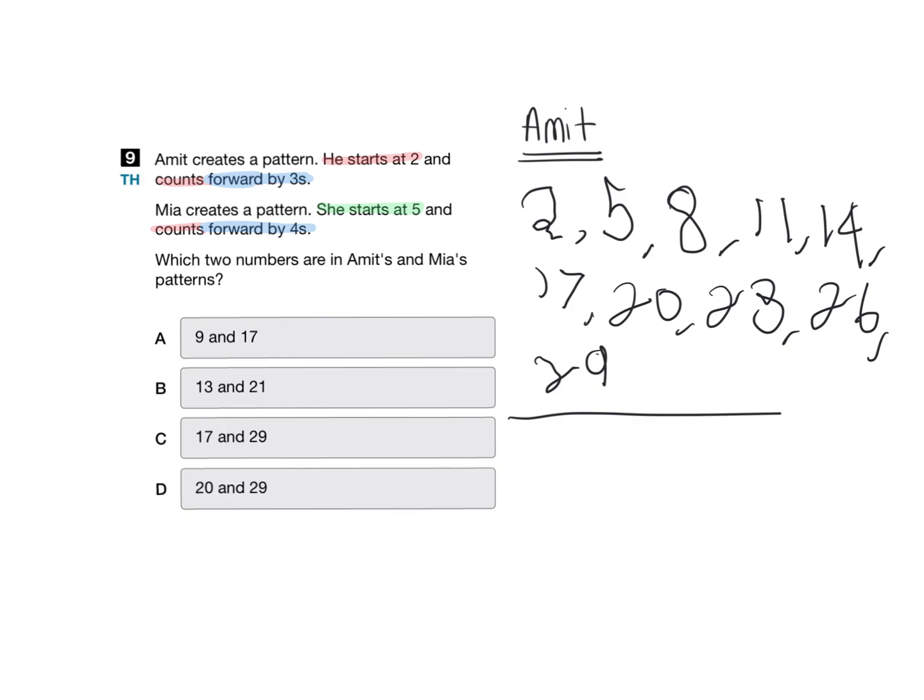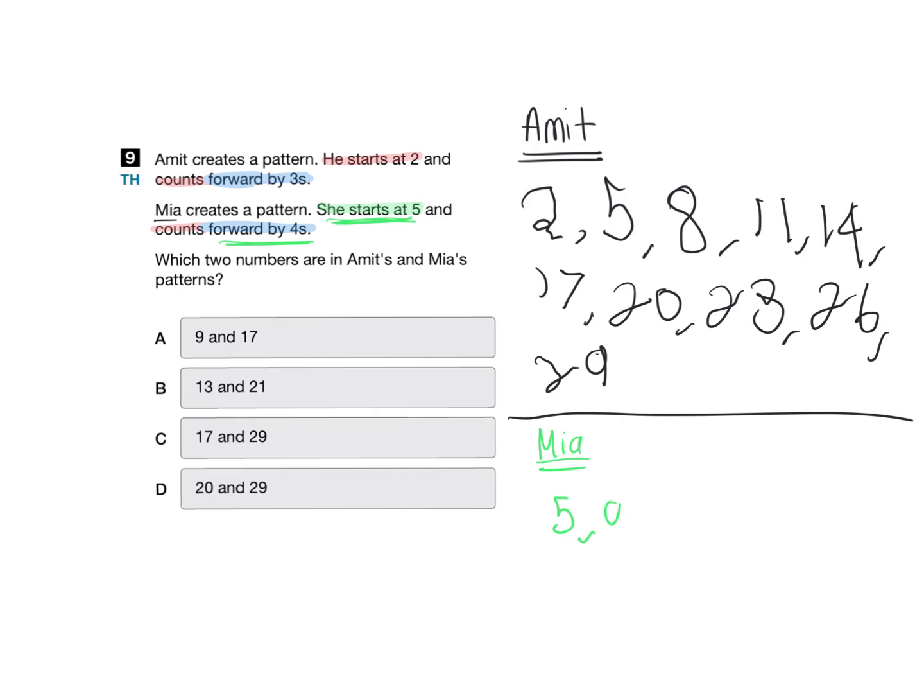Okay, let's look at Mia's pattern. So let's use a different color for Mia. So Mia, where does Mia start? She starts at 5. Good. And she's counting forward as well. So are the numbers increasing or decreasing? Increase. Okay, so she starts at 5. So let's start with her first number here. And she's counting forward by 4s. So what would the next number be?